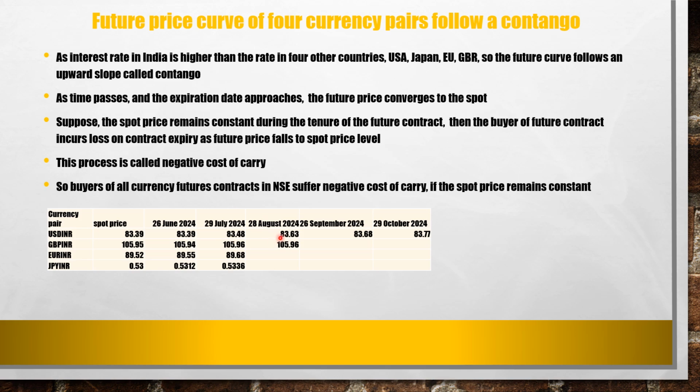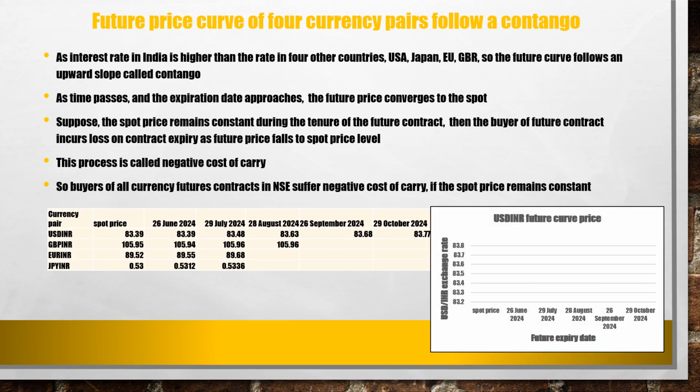This chart shows the futures price of various currency pairs on future dates, and the top row shows the expiration date of the futures contract. As could be seen, only USD INR has quotes till 29th October, as that is the most liquid pair. This shows the shape of the futures price, which is upward sloping, that is, it follows the contango for the USD INR pair.